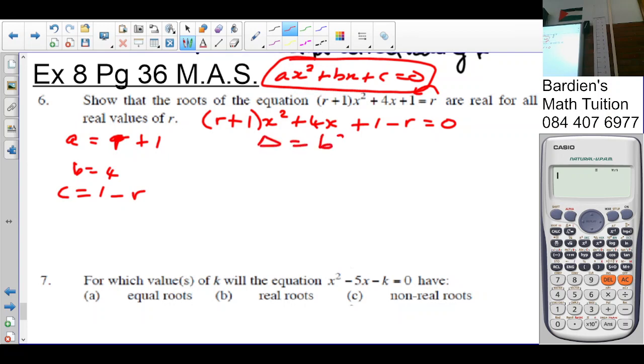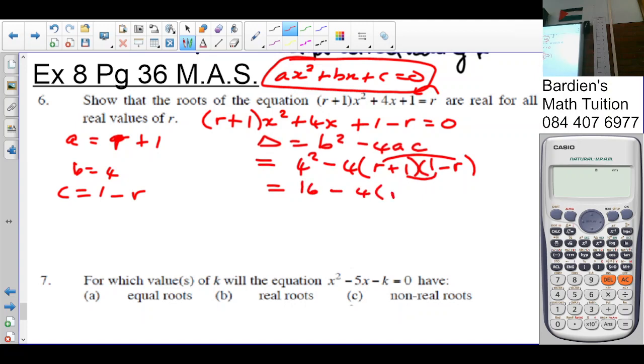So delta is going to be b squared minus 4ac. Your b value is going to be 4 squared minus 4. Your a value is r plus 1. Your c value is 1 minus r. So as you can see, this is conjugate pair. So I multiply that out. So it's going to be 4 squared, which is 16, minus 4 into 1 minus r squared. We multiply that out, I'm going to get 16 minus 4 plus 4r squared, which is simply 4r squared plus 12.